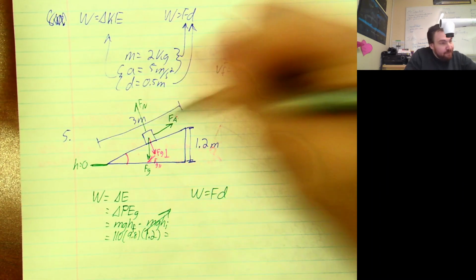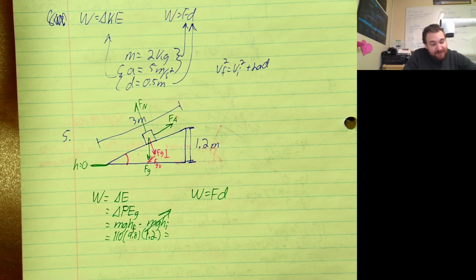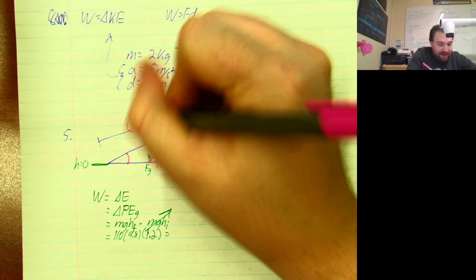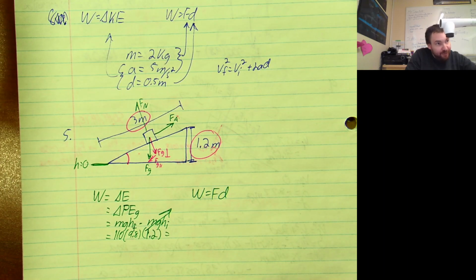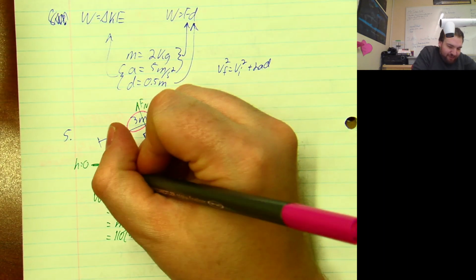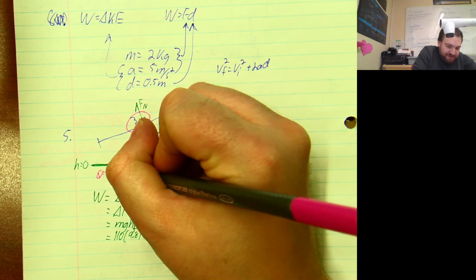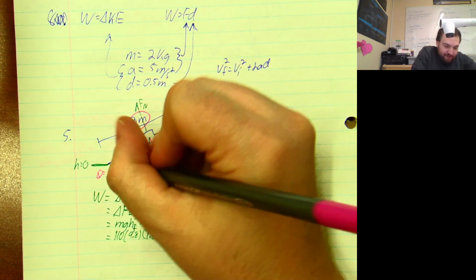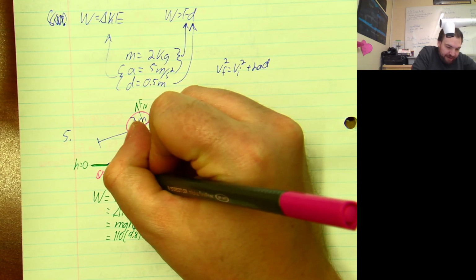This angle is not given to us, but we can find it. How are we going to find it? SOHCAHTOA, using what information? Opposite and hypotenuse. So theta is going to equal the sine inverse of the opposite side, 1.2 over 3.